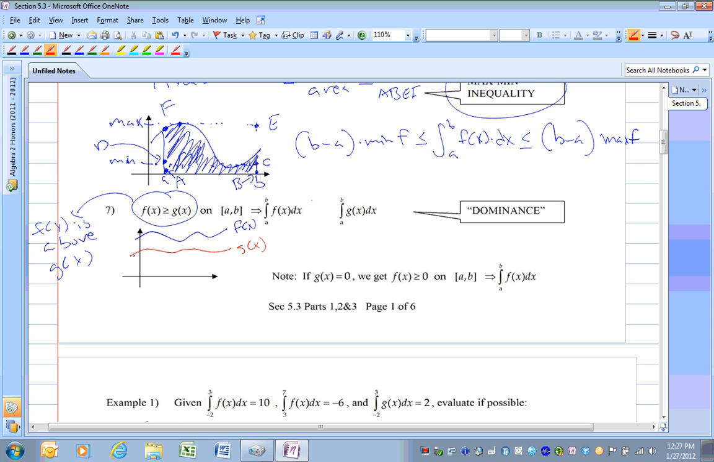That also means that integrals will follow the same thing. Because clearly the area of the shaded region below f of x would be greater than the area of the shaded region below g of x, no matter what you define as a and b. The area below the blue curve will be greater than the area below the red curve.